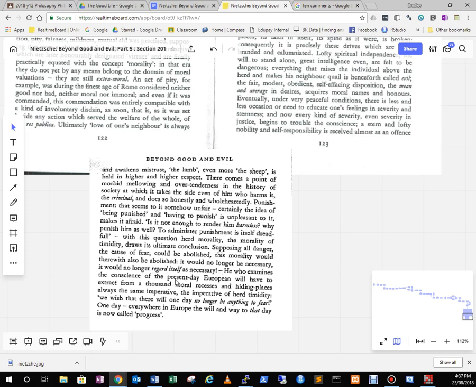He who examines the conscience of the present day European will have an extract from a thousand moral recesses and hiding places. Always the same imperative, the imperative of herd timidity. We wish that there will one day no longer be anything to fear. One day, everything in Europe, the will and the way to that day now is called progress. So here he's basically saying progress is the progression towards us living in a society where one day there will be no longer anything to fear, which is the result of the herd timidity trying to drive us away from fear and annihilate it. That's all it's saying.